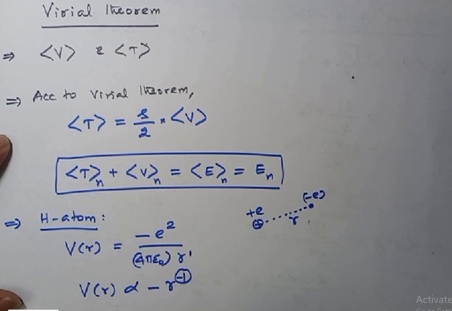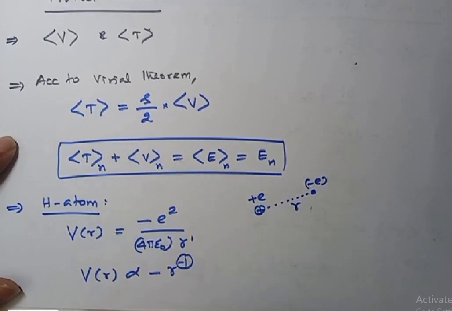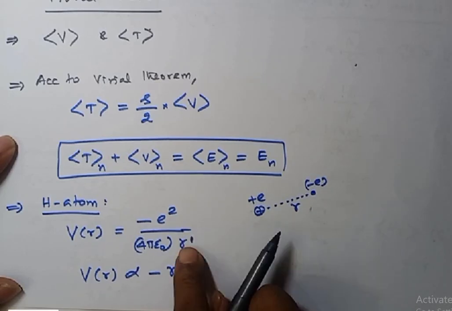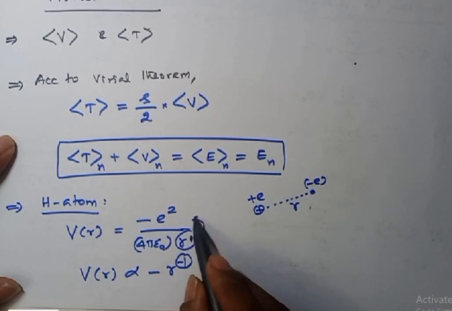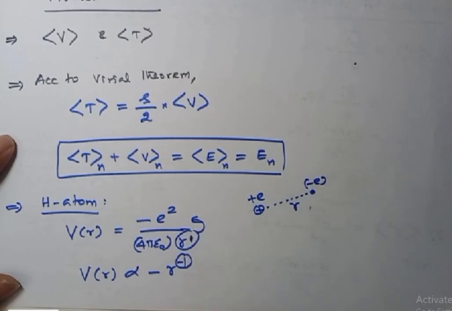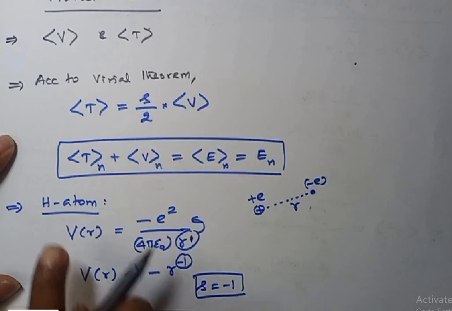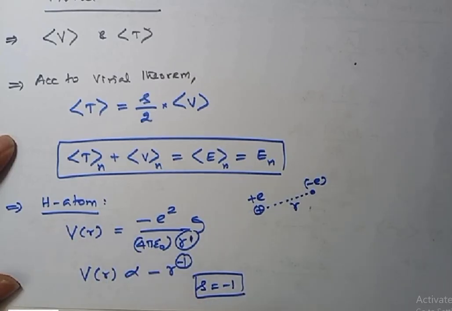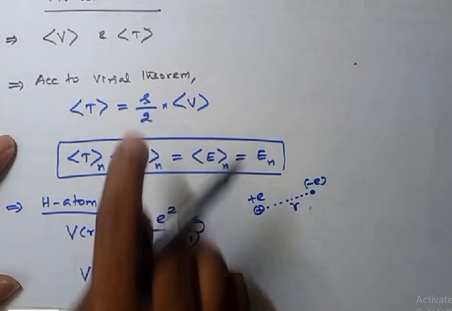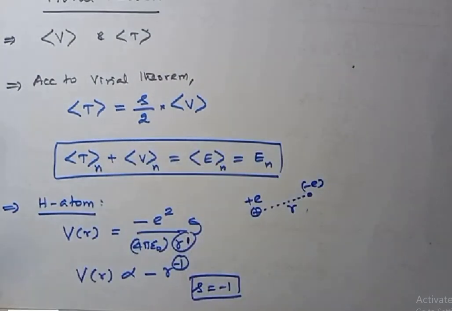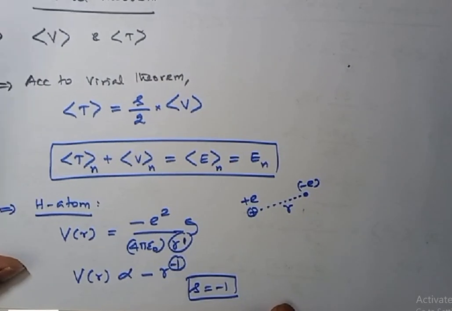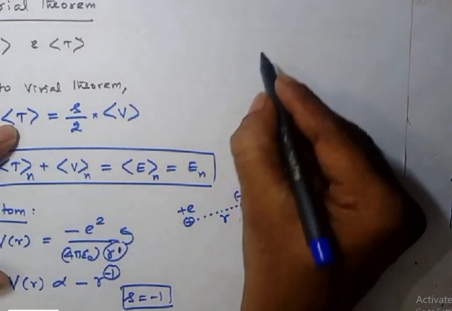Don't worry about this minus sign, see the power alone. The power will give you the value of s. Here I have r power plus 1 in the denominator. If I bring it to the numerator, we get r power minus 1, and that gives you the value of s. So s is equal to minus 1 in the case of the hydrogen atom. Now, if we put s equal to minus 1 here, we get the relation between average kinetic energy and average potential energy for the hydrogen atom.